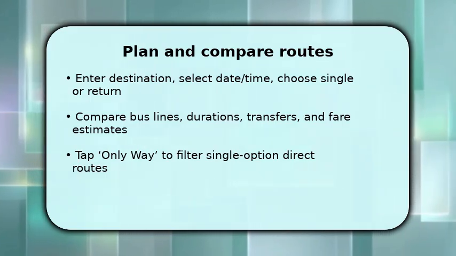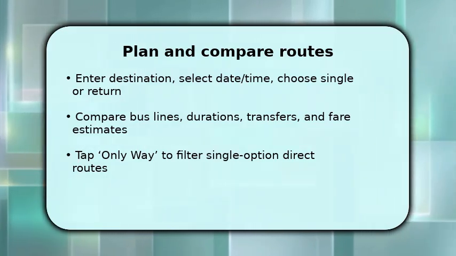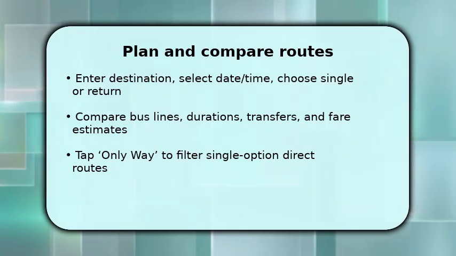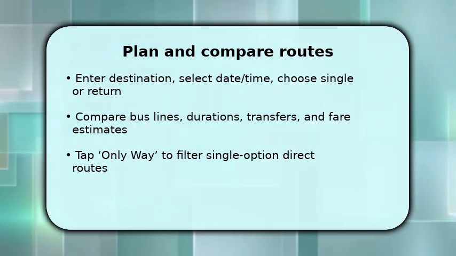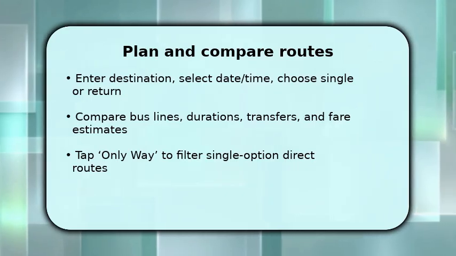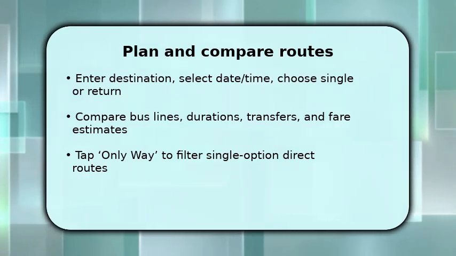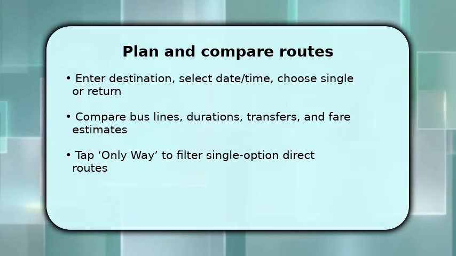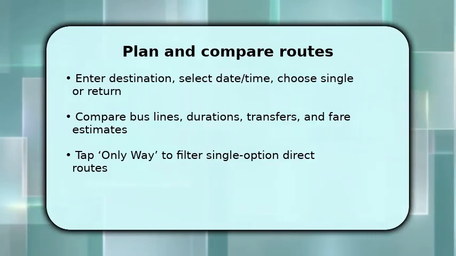You now enter your destination and pick date and time. Choose single or return depending on your trip. Once done, the app displays multiple options. Compare bus lines, total duration, transfers, and fare estimates to find the best balance of speed versus cost. Use the only way filter to show single-option direct routes when you need the simplest path.